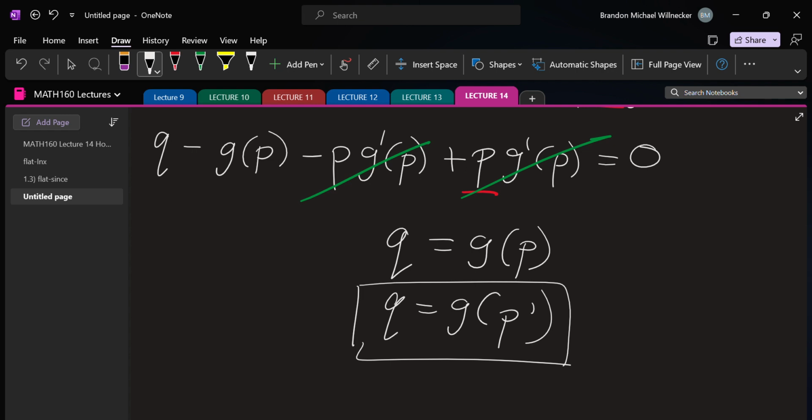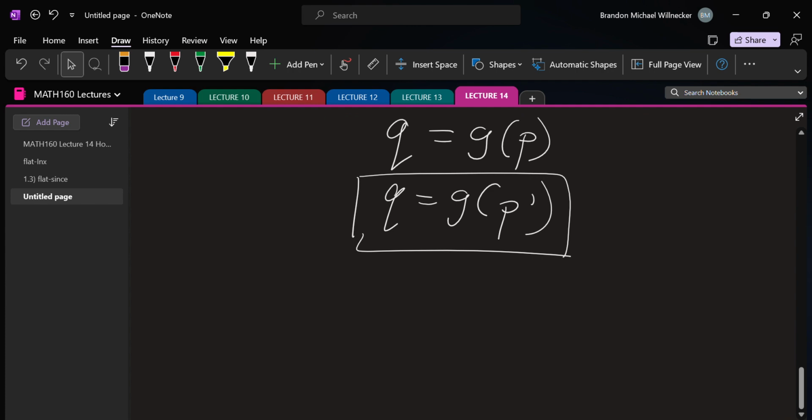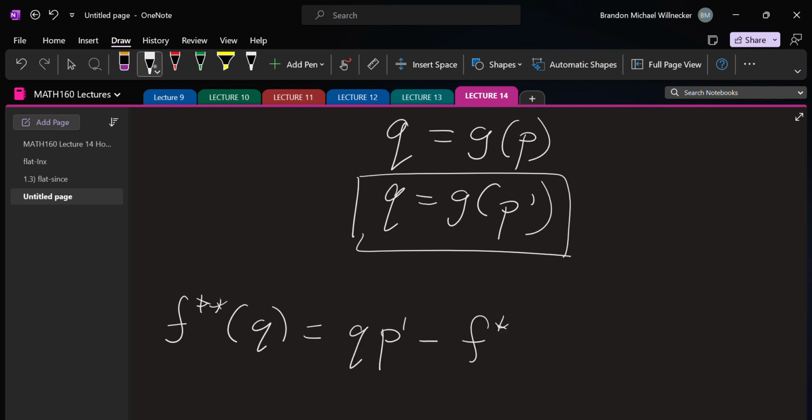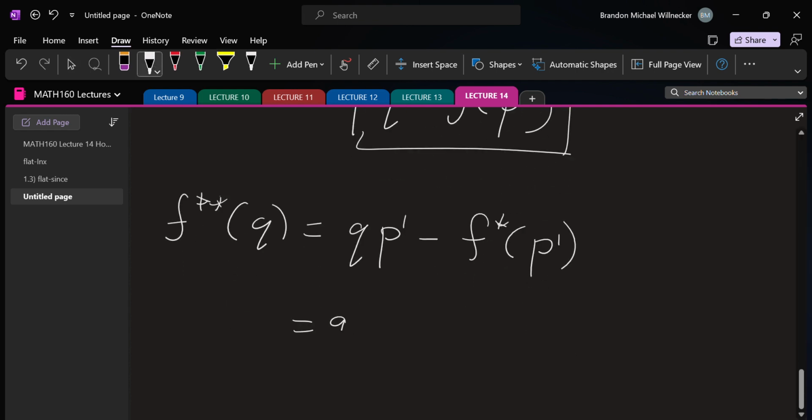Okay, so we've got our P prime, or in terms of the Q there. So what do we do? Think back, if this was X prime, we substitute it back. So we take this, we substitute it back. Okay, so remember what the definition is. F star star of Q. This Q acts like the P from the original definition. So it's going to be Q P prime minus F star of P prime. Right? Yeah. So we just substitute now. So Q is going to be G of P prime. So this, I'm just going to put there.